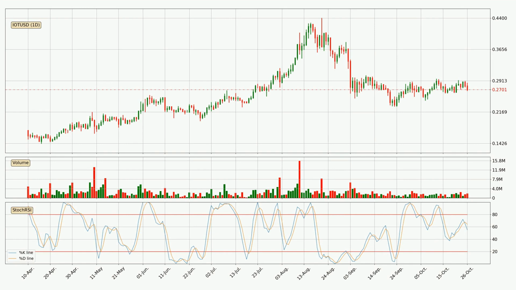Jumping to the daily Stochastic RSI, the Stochastic RSI currently shows no overbought or oversold conditions, but we can see that the trend is currently going down because the K line is below the D line.